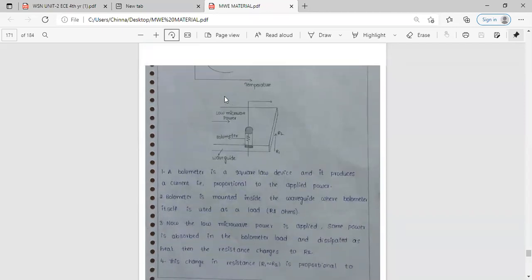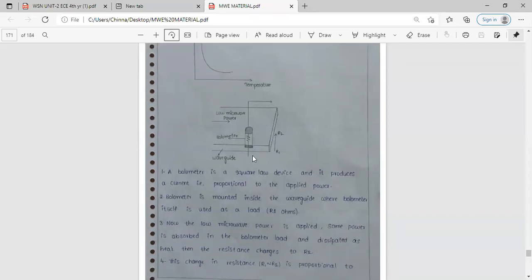So here is another representation of the waveguide, showing how the bolometer will be used. Low power will be obtained here. The bolometer will be placed across the waveguide. A bolometer is a square law device, and it produces a current that is proportional to the applied power.